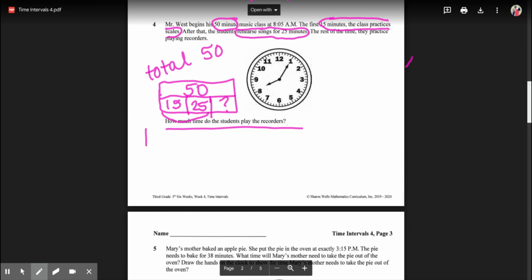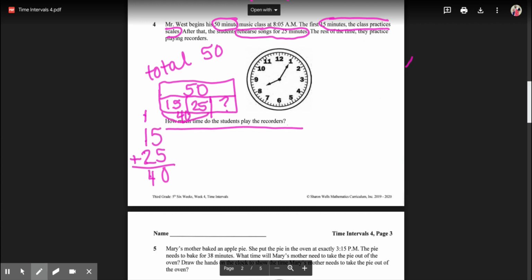So we're going to combine 15 and 25. To combine, we just need to add. 5 and 5 gives us 10. And then 1, 2, 3, 4. So there's 40 minutes right there. So this is 40. We need to see what's left.